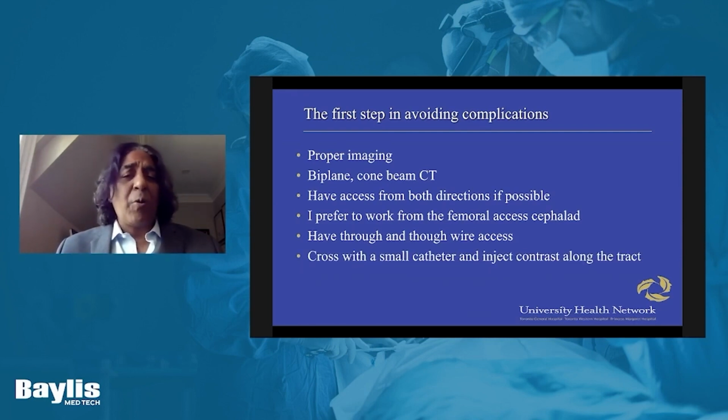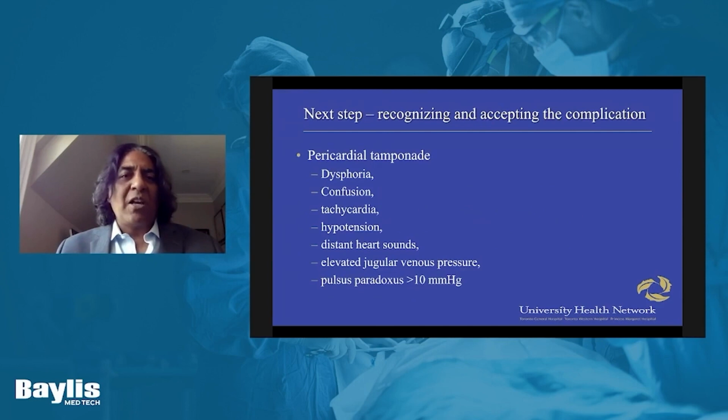Once I get that through and through wire access, I cross the occlusion with a small catheter and I inject contrast along the track. And if it looks good, then I sequentially dilate with small balloons going up to big balloons and injecting contrast each time to make sure that everything looks good and that I don't have a potential complication.